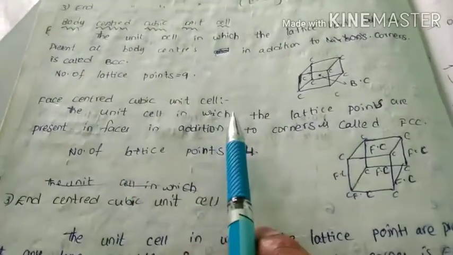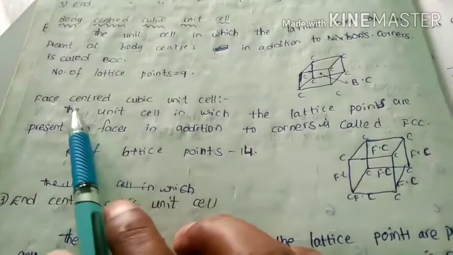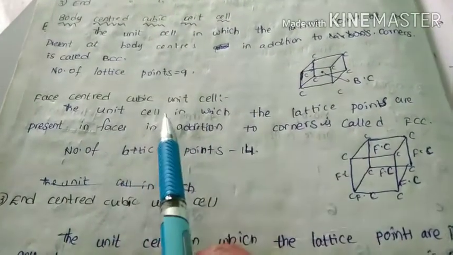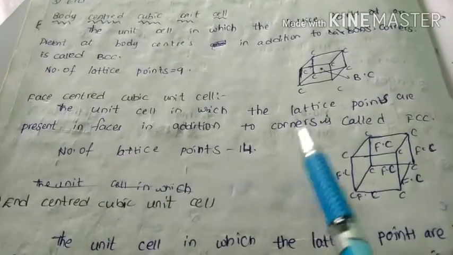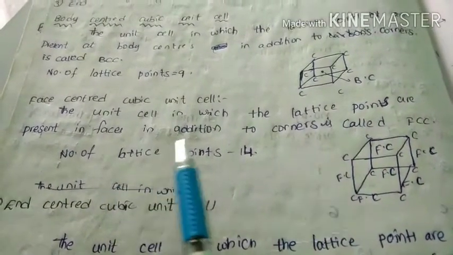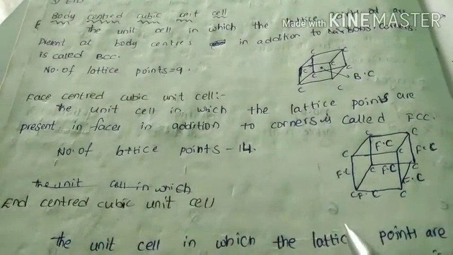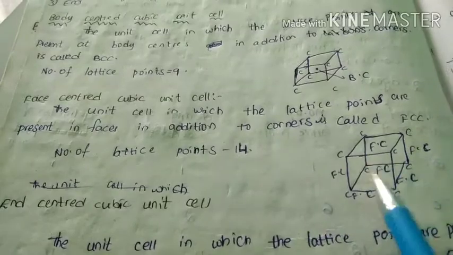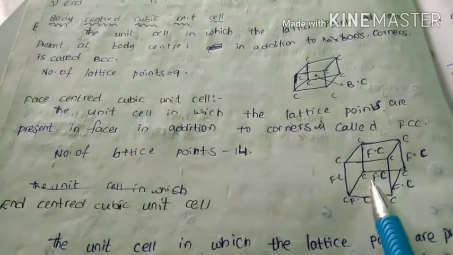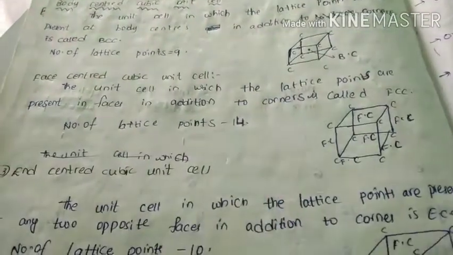Next, face centered cubic unit cell. As the name itself says, along with corners, particles should be present at faces. So the definition is: the unit cell in which the lattice points are present at faces in addition to corners is called face centered. So total number of lattice points: 8 corners plus 6 faces, total 14.